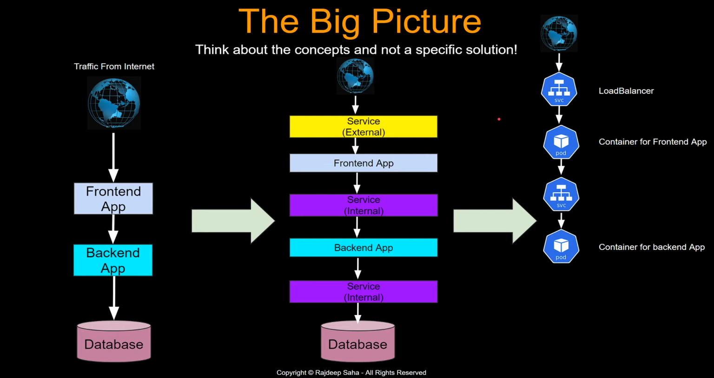Then the container for the front-end app will interact with a service and reach out to the pod running the container for the back-end app. Can you think about what kind of service this should be? Remember, the traffic is internal. No internet should hit this service directly. Yep, this service should be of type ClusterIP. Similarly, the pod running the container for the back-end app will hit the database containers through another ClusterIP service.